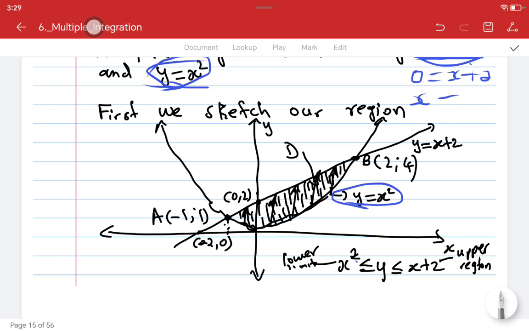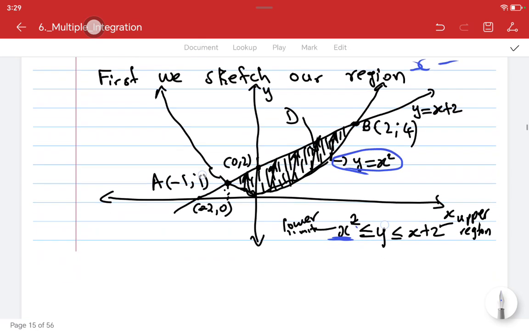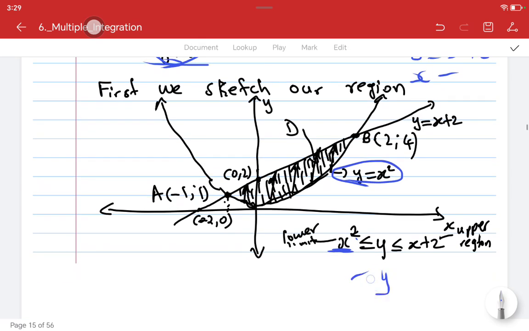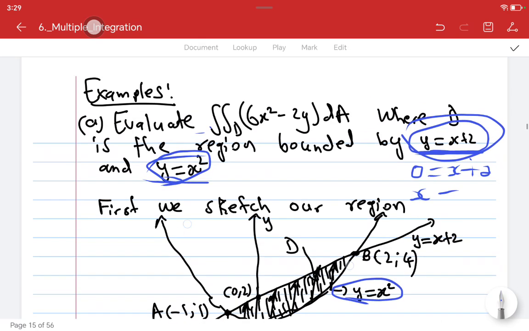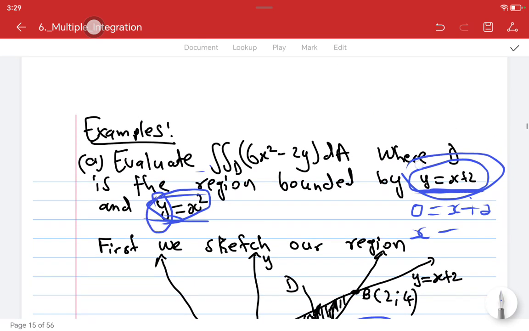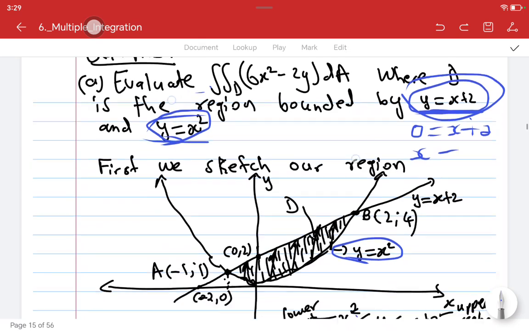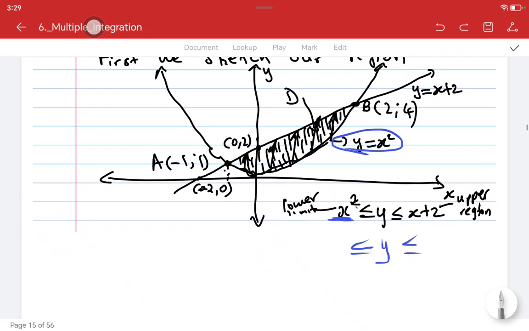This is the lower graph, x squared, so it's going to be less here. So I'm just going to write my y. You see right now, I put it in between, because they both share something in common, which is y. So I put y in between. The lower one is x squared. The upper one is x plus 2. So it means that x plus 2 will be bigger, x squared will be less.